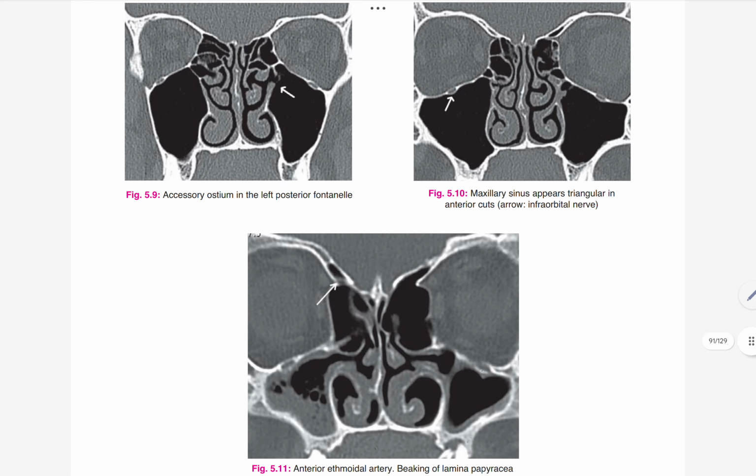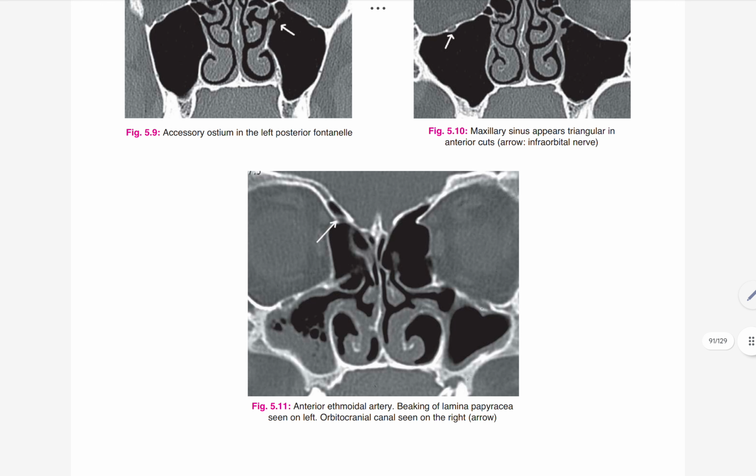Accessory ostium in the left posterior fontanelle. Maxillary sinus appears triangular in anterior cuts. Arrow showing the infraorbital nerve. Anterior ethmoidal artery. Beaking of lamina papyracea seen on the left. Orbitocranial canal seen on the right.